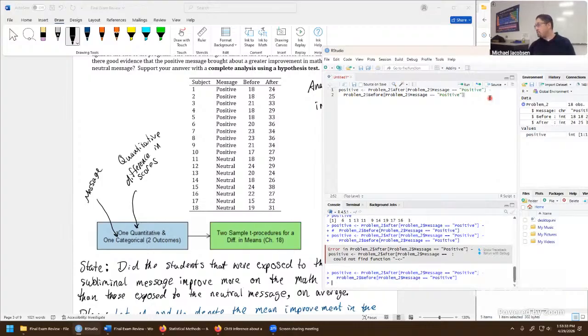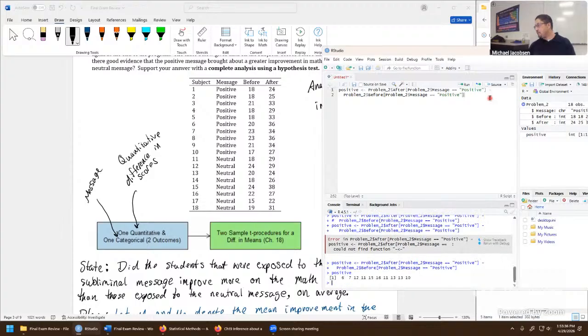So let's write this again. Positive. Check our numbers. They are different. 24 minus 18 is 6. Next difference is 7. 25 minus 18, hey, that is 7. So we're on the right track. These are the right values on the last one. 27 minus 17 is 10. Okay, so now we have to do that all over again.